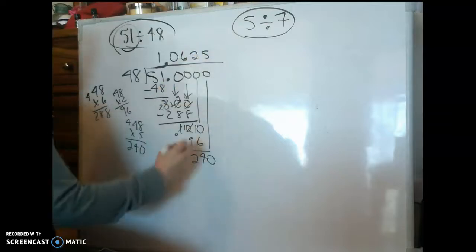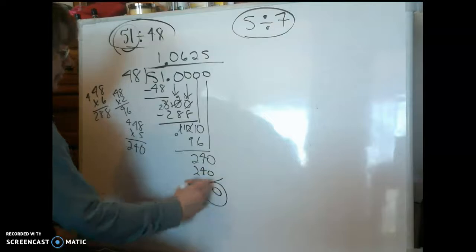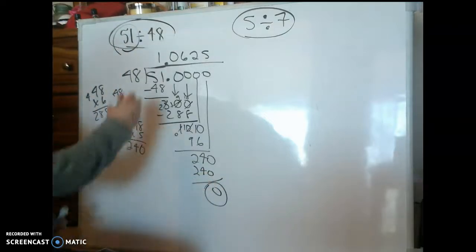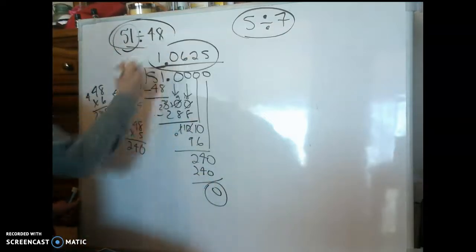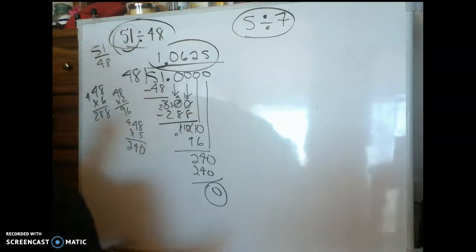All right, so 5 and I use 240. And when my remainder is finally 0, then I know I'm done. And so it's a terminating decimal there. And there's my answer. It makes sense that it's more than 1 because 51 over 48, 48 goes in there once. So it is going to be 1 point something.